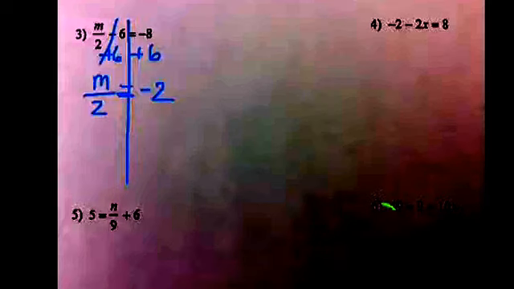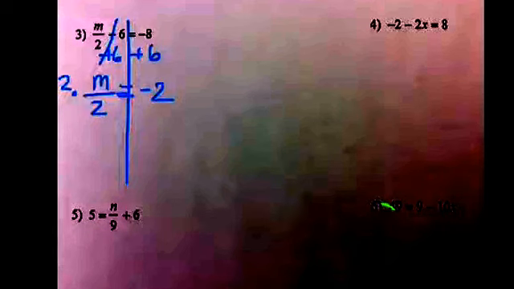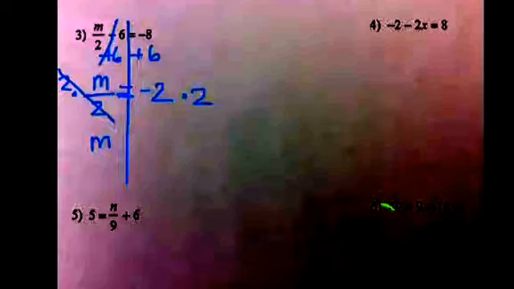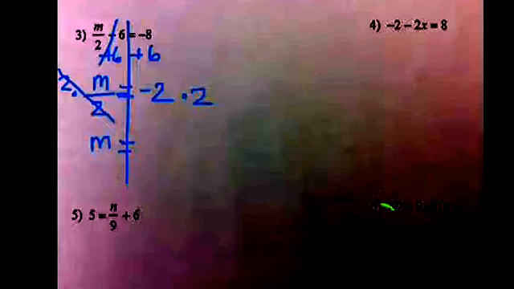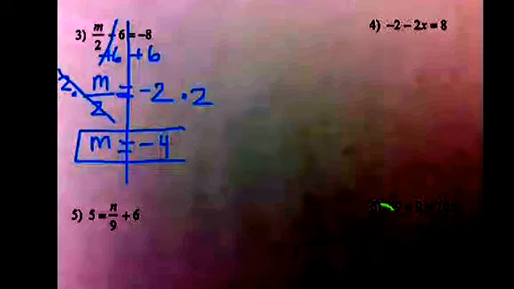m divided by 2, I'm going to undo the division by multiplying, so I'm going to times 2 on both sides. On the left side, my times 2 and my divided by 2 cancel each other out, and I'm left with just 1m equals negative 2 times 2 is negative 4, so m equals negative 4 for this equation. That is my solution.